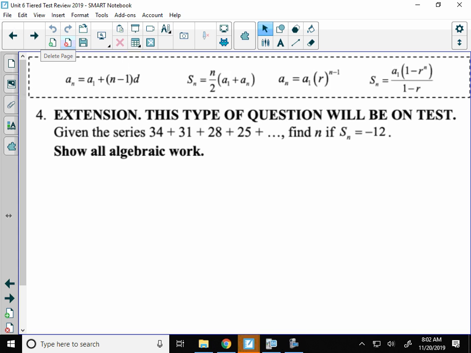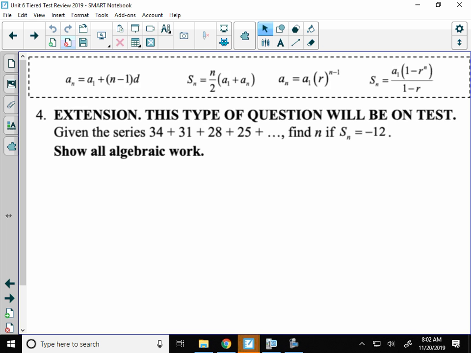Alright, this is your last extension problem for the sequences and series unit. This problem is in part 3 of your test review, number 4. This type of question will show up on your test. If you choose not to do the extension, that's fine. You can give it a shot, but I'm telling you this will be part of your test.